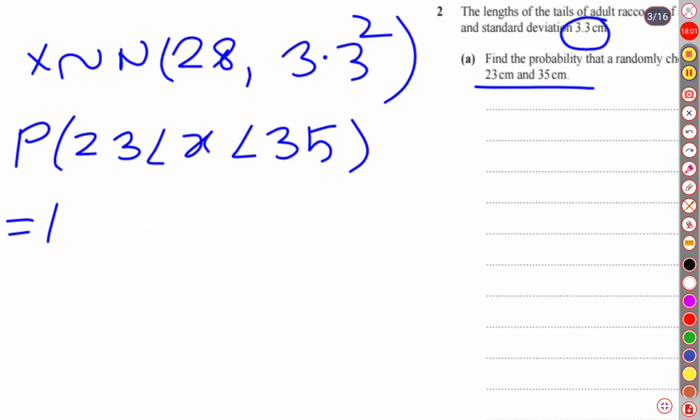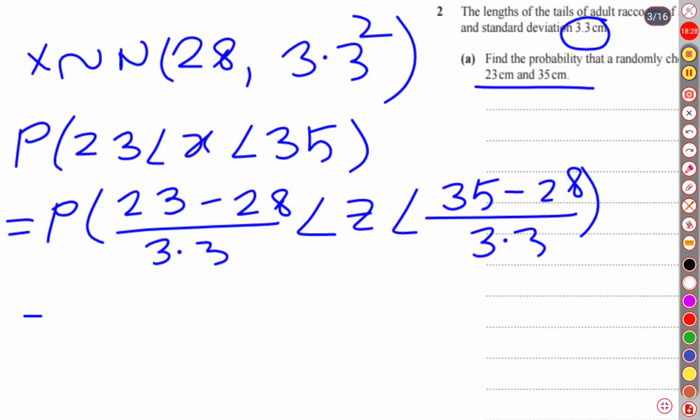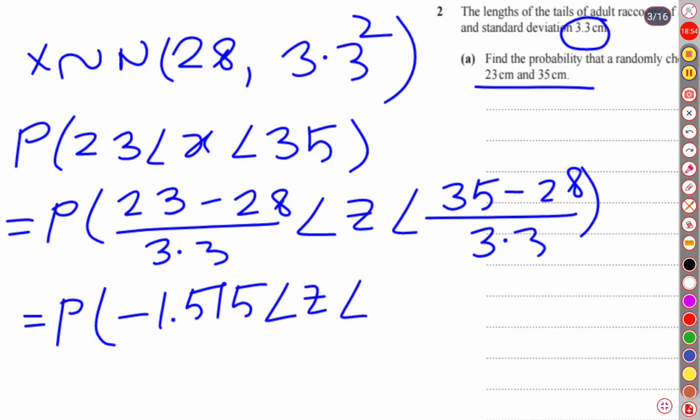So our z score is going to be the probability of 23 minus 28 over standard deviation 3.3, less than z, less than 35 minus 28 over standard deviation 3.3. Now if we calculate this, the first one must be negative, negative 1.515. So negative 1.515 less than z less than 7 over 3.3, which is 2.121. So this is our z score.